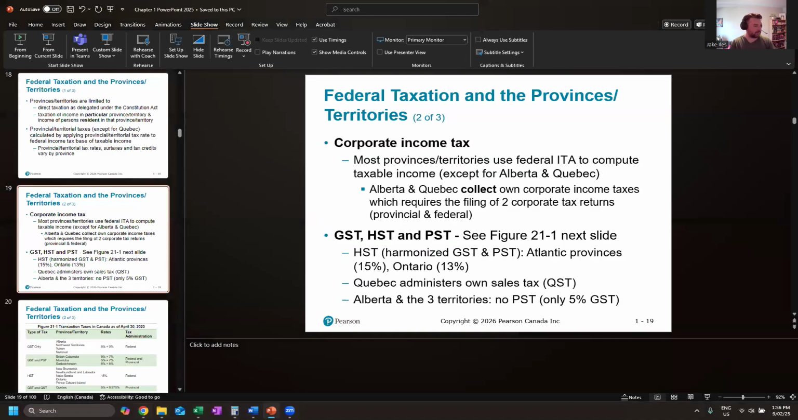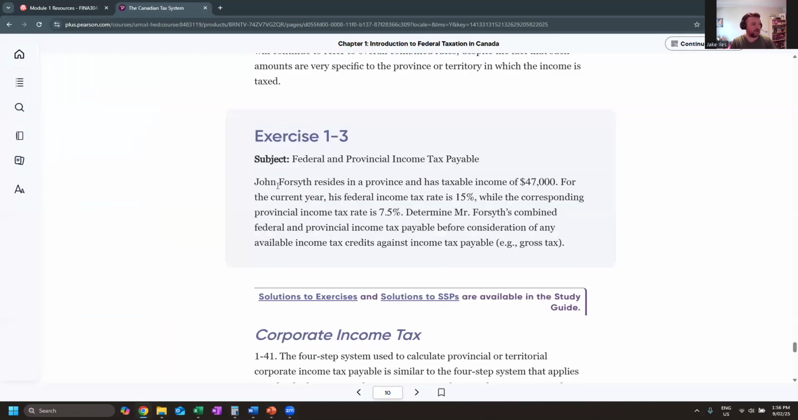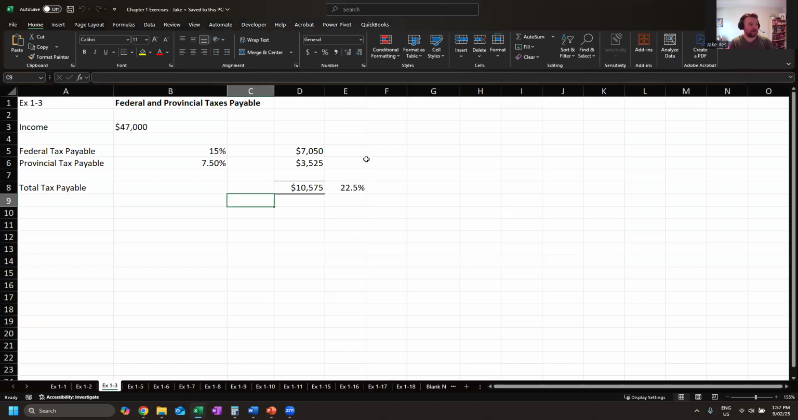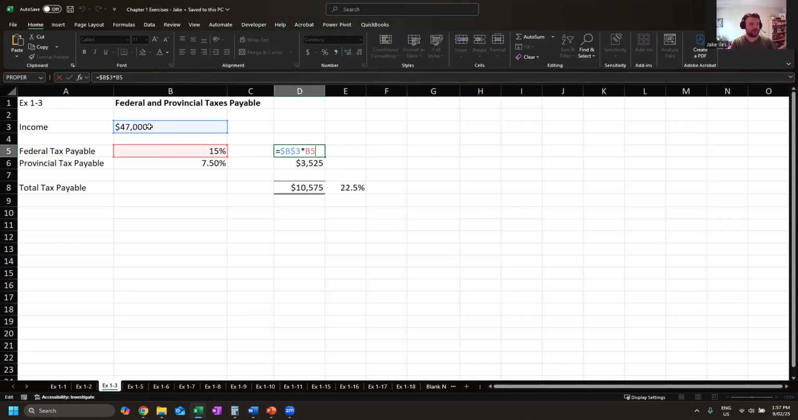So for example, in exercise 1-3, John Forsyth resides in a province. He has taxable income of $47,000. The federal tax rate is 15%, while the corresponding provincial tax rate is 7.5%. Determine the combined taxes payable. This is a very simple calculation. If 15% of that income is going to be taxed by the federal government, then $7,050 is going to be collected. We're just multiplying those two numbers, 47,000 times 15%.